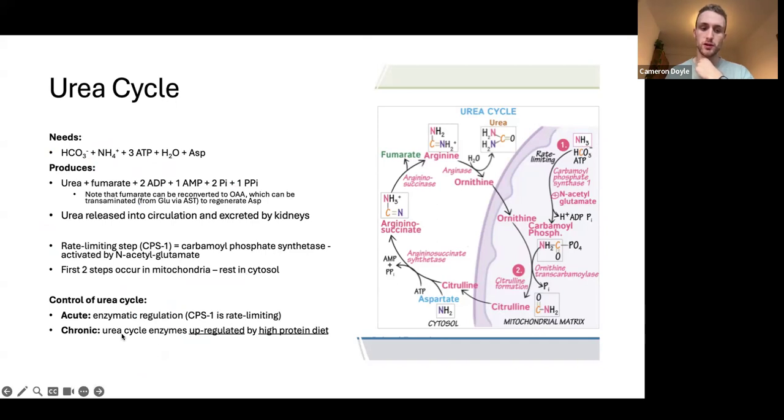The control of the urea cycle acutely, enzyme regulation. This first enzyme is the rate limiting step. And in chronic, it can be upregulated. For example, if you've got high protein diet and you've got high need to remove that nitrogen.